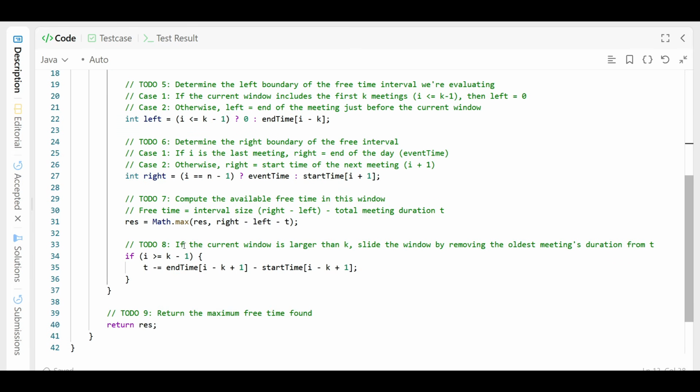Then if the current window is larger than k, it will slide the window by removing the oldest meeting duration from t. Okay, I hope you understand. And finally, you will return the free time. Okay, I hope you understand.